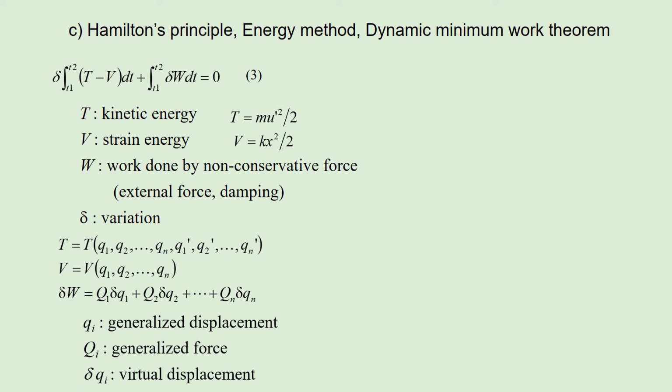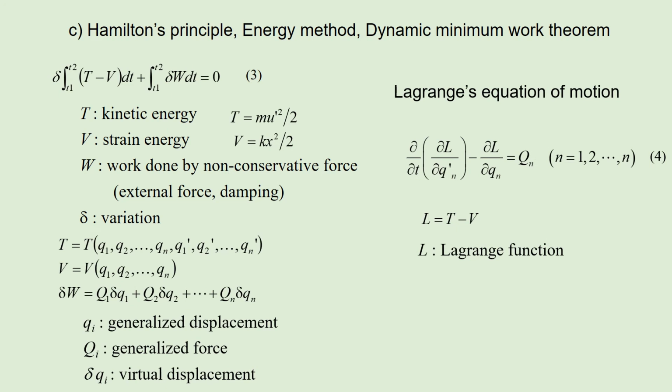T and V are expressed as functions of generalized displacement Qi, and delta W is assumed as the sum of the generalized force multiplied by the virtual displacement. Then putting them to the basic energy equation and applying the partial integral, we can get this Lagrange's equation of motion, equation 4, which is a useful method for a complicated structure.